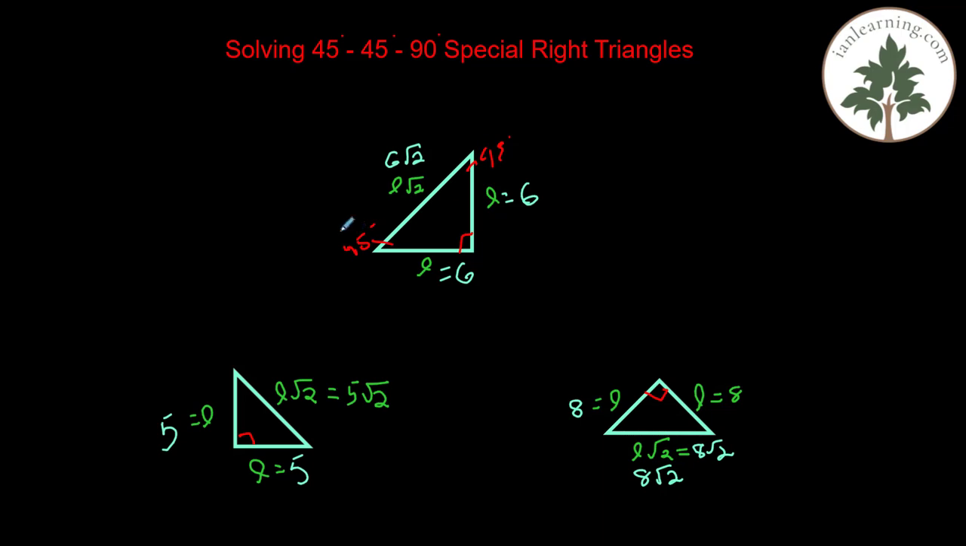Okay, so the one thing you really have to know about 45-45-90 special right triangles is that the ratios are L for the leg, and L square root of 2 for the hypotenuse. So you do have to know those, but that's really easy to memorize.